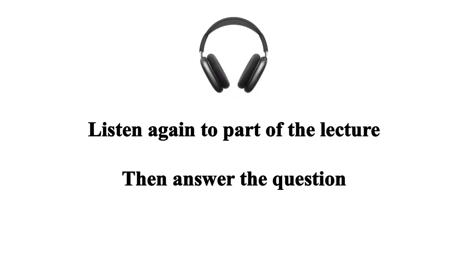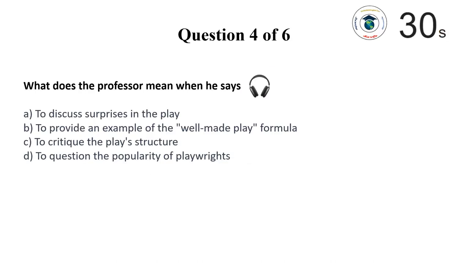Listen again to part of the lecture. Then answer the question. As the story goes on, we see planned scenes that give new information and make things more tense. What does the professor mean when he says, Scribe and Sardou's The Gladiators?